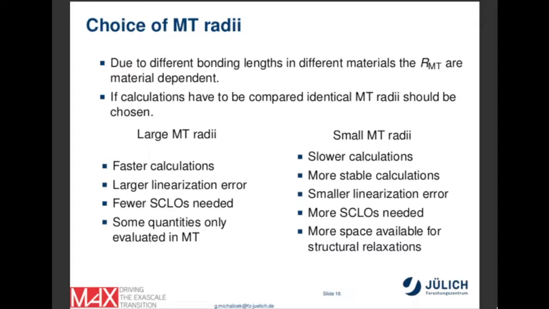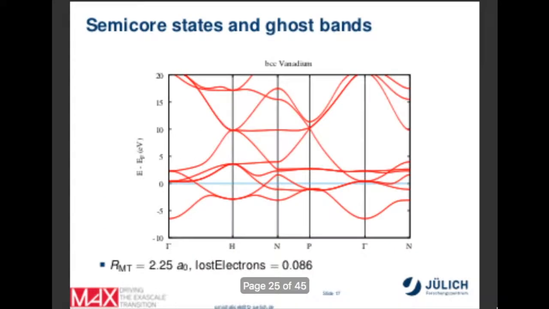For smaller muffin-tin radii, you have slower calculations, but they are more stable. You have a smaller linearization error, but semicore states may mean a larger problem, so you need more semicore local orbitals. But on the other hand, you have more space available for structural relaxations, like if you want to move the atoms around. And of course, if you want to move the atom, it is important that the muffin-tin spheres don't crash into each other. Then this is an illegal setup.